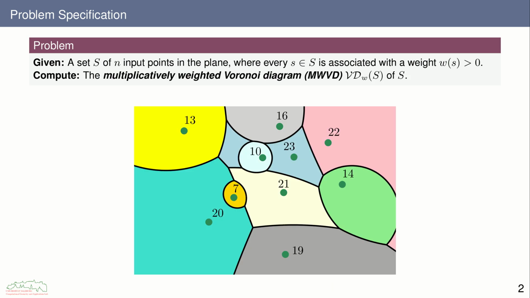We now want to compute the multiplicatively weighted Voronoi diagram of capital S. The multiplicatively weighted Voronoi diagram of our example point set is shown in black, and the corresponding Voronoi regions are highlighted in different colors.